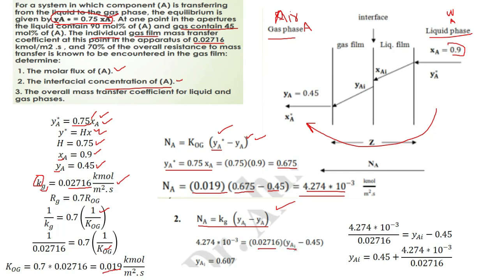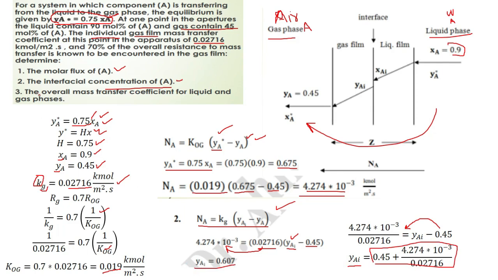YAI you have to calculate, and YA is 0.45. Just divide this 4.274 by this term in order to find YAI. So 4.274 into 10 raised to power minus 3 divided by 0.027 is equal to YAI minus 0.45. Just bring this to this side, it will become plus. So when you add these two terms, you will get this answer, which is equal to 0.607.